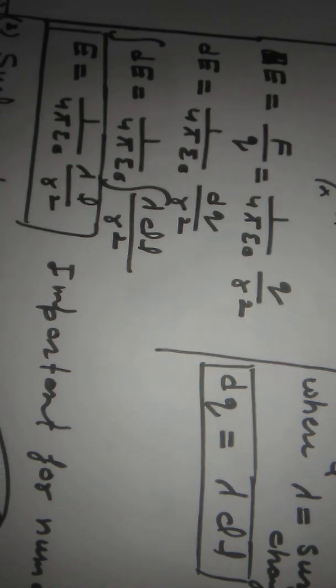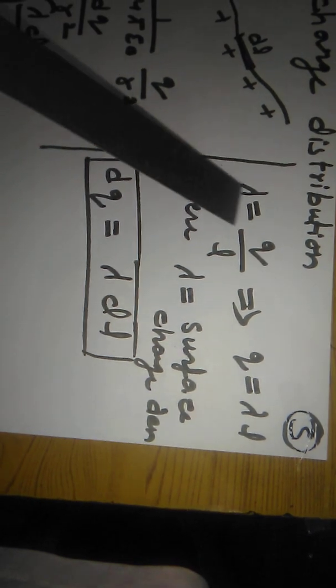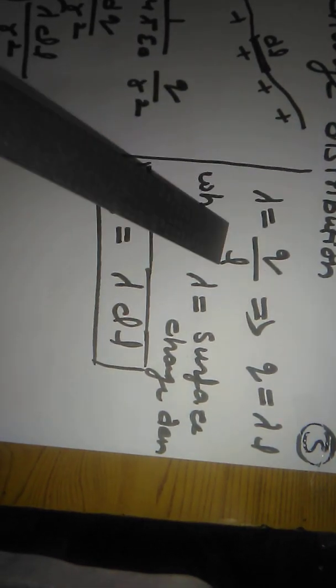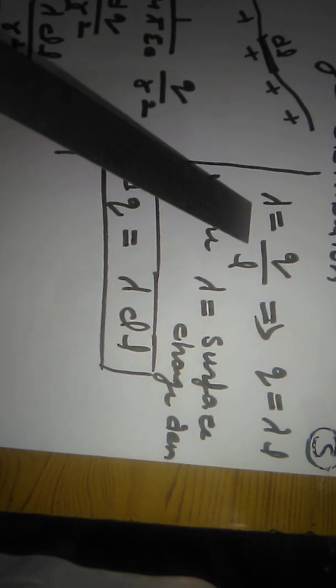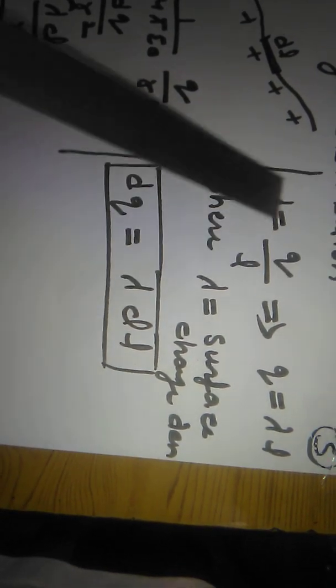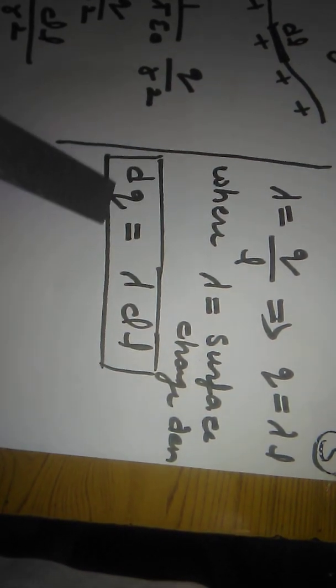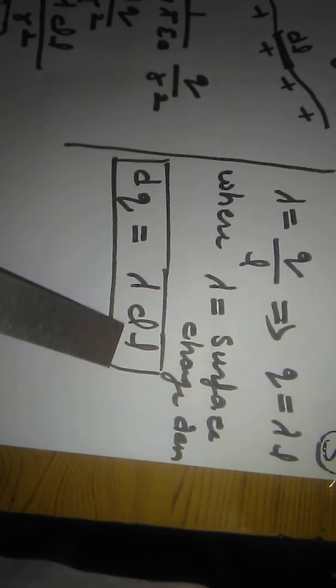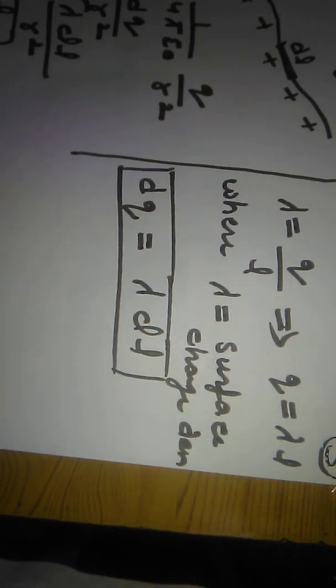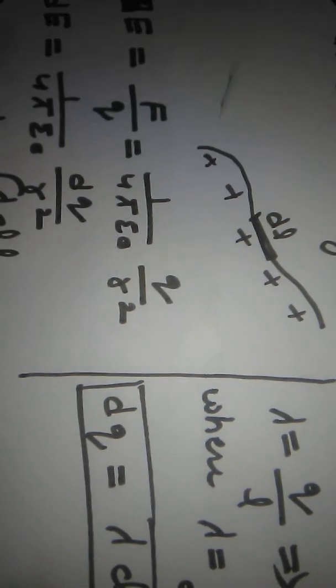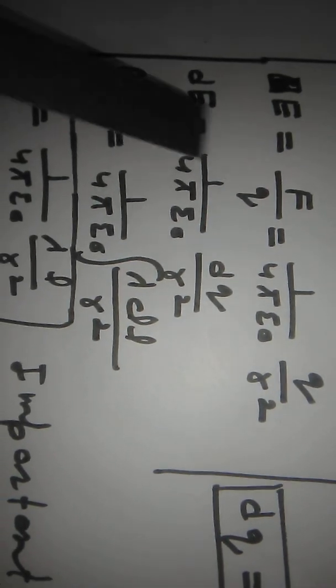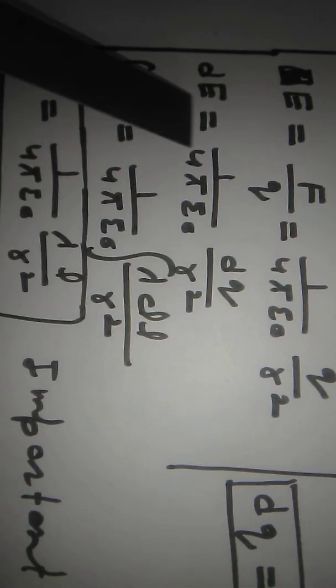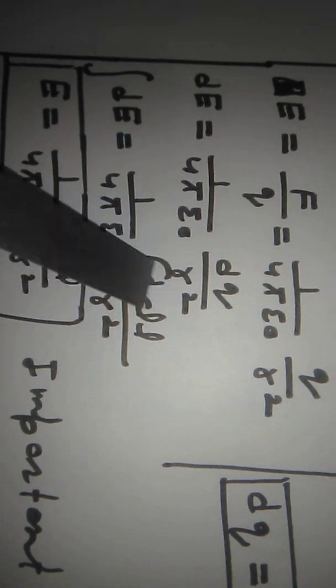Now for this Q, we know that lambda is the linear charge density, and it is given by Q upon L. Calculating Q from here, we get Q equals lambda L. For a small charge, dq equals lambda dl. We have taken a small piece of wire dL, and the intensity on it is given by dE equals 1 upon 4 pi epsilon 0 dq upon r square.